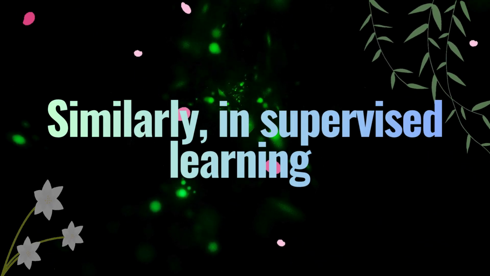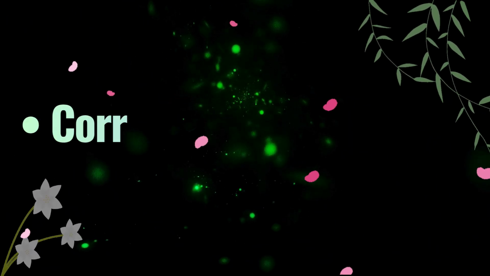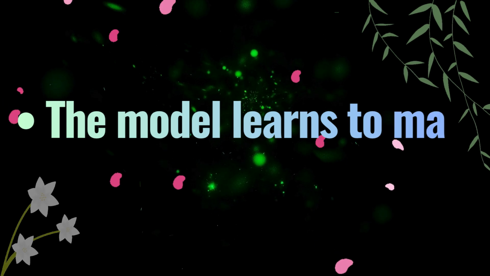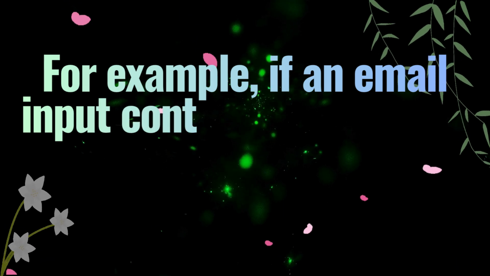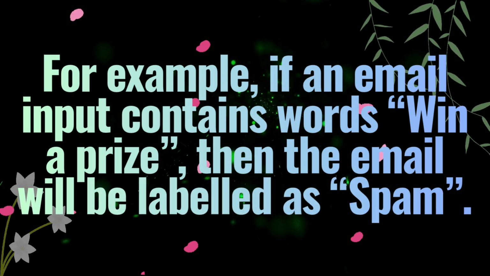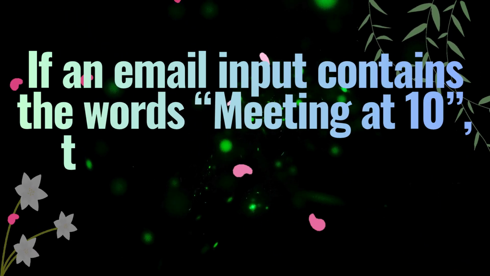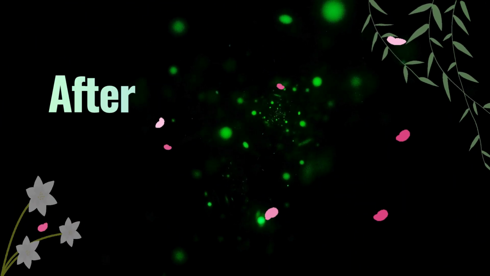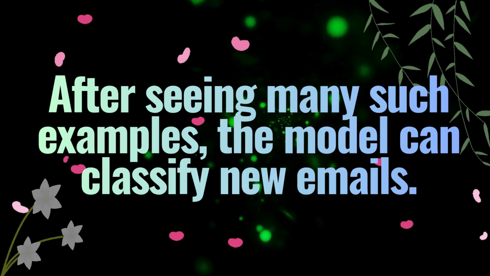Similarly, in supervised learning, input data is given. Correct output, label, is provided. The model learns to map input to output. For example, if an email input contains words, "win a prize," then the email will be labeled as spam. If an email input contains the words, "meeting at 10," then the email will be labeled as not spam. After seeing many such examples, the model can classify new emails.